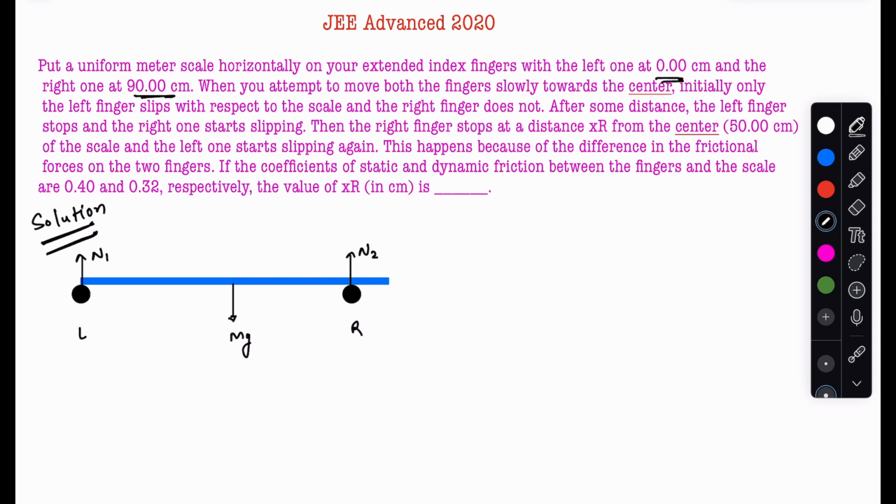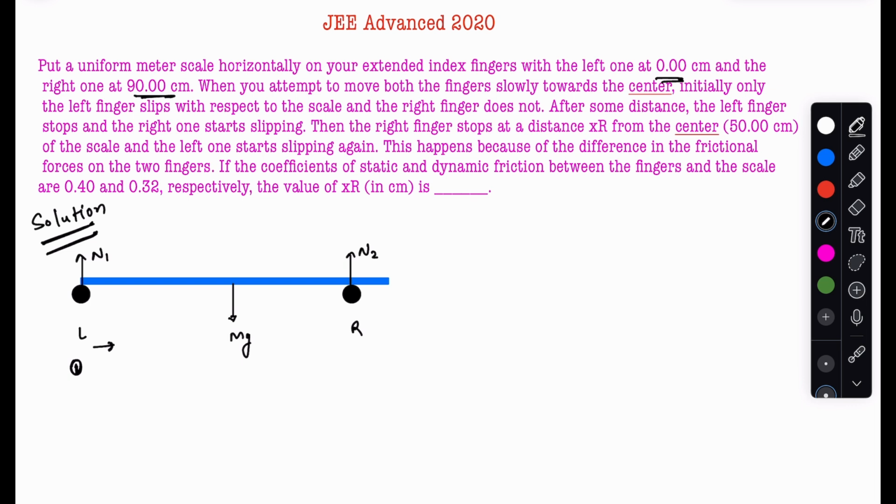When you attempt to move both the fingers slowly towards the center, slowly meaning almost with zero velocity, initially only the left finger slips with respect to the scale and the right finger does not. So maybe because of some situation at t equals 0, when we are trying to slide, the left is sliding. It will move in that direction, but the right is going to stay there itself, and because of that the total scale is going to stay there itself.